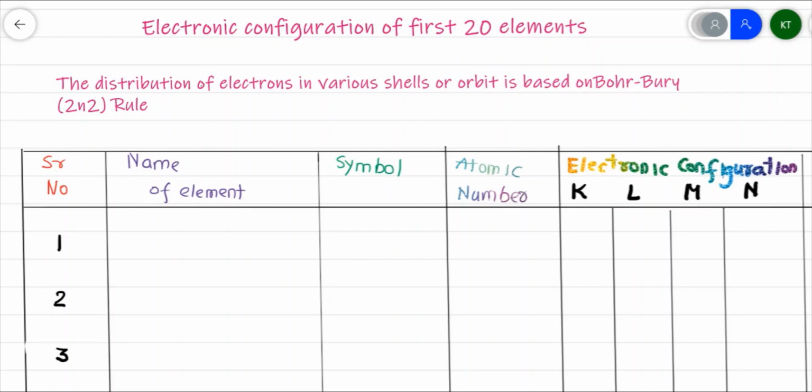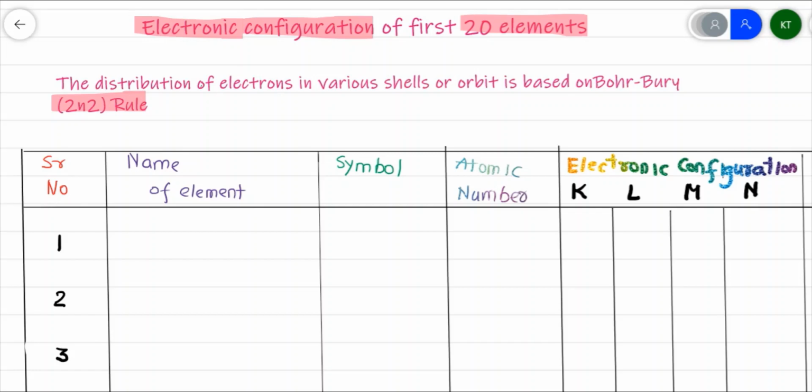Now moving further, in this video we are going to discuss how the distribution of electrons takes place, that is, the electronic configuration of the first 20 elements of the modern periodic table. The distribution of electrons is basically based on the 2n square rule.